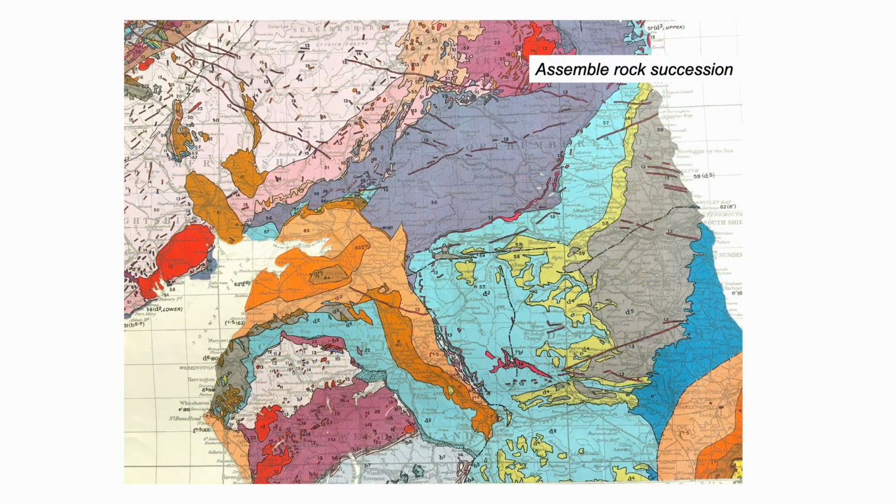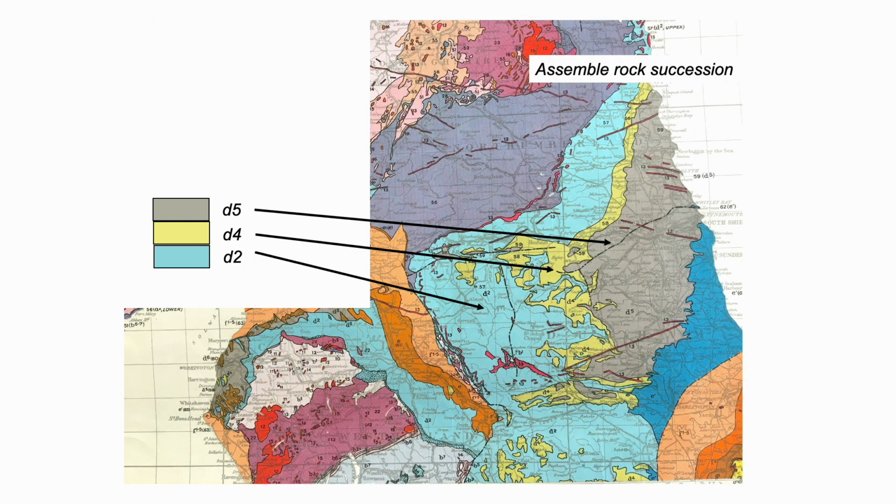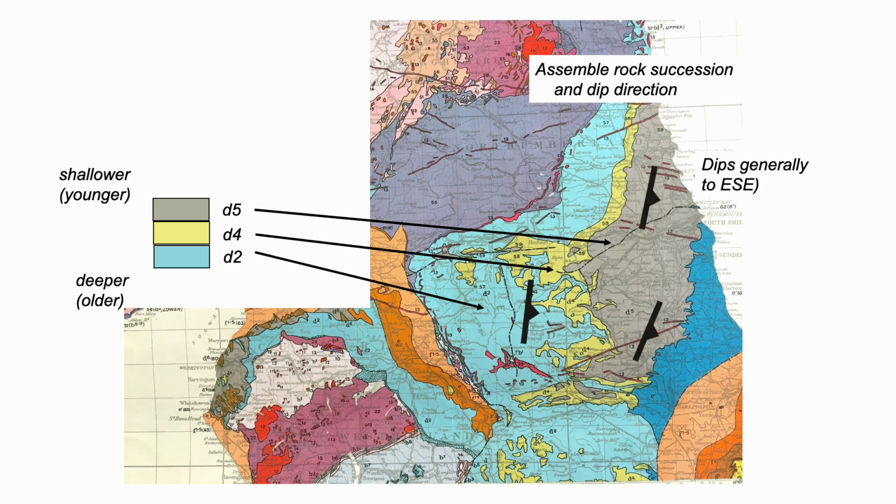So now let's assemble a rock succession. Those are the rock units, and we can see that the D2 unit is the deepest one, the light blue, and therefore presumably is the oldest, all the way up to the D5, the grey, which is the youngest of the three we've considered so far. And we can put the dip directions on, generally down towards the east-southeast, towards the right-hand side of the map.